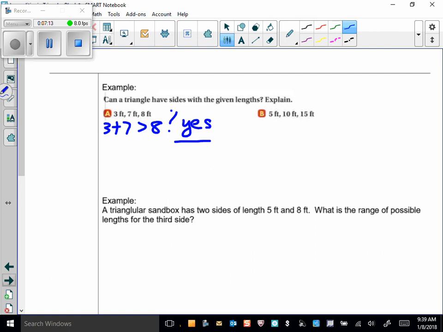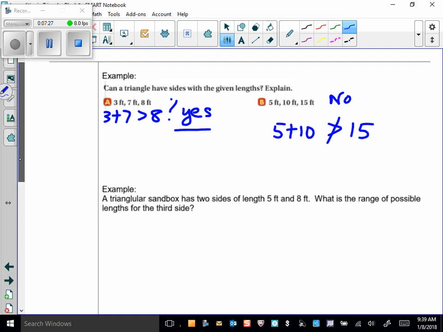Okay, right away I can see that this one's going to be a no. How come? Because 5 plus 10 is not greater than 15. 5 plus 10 equals 15. So therefore I could not make a triangle with those side lengths.